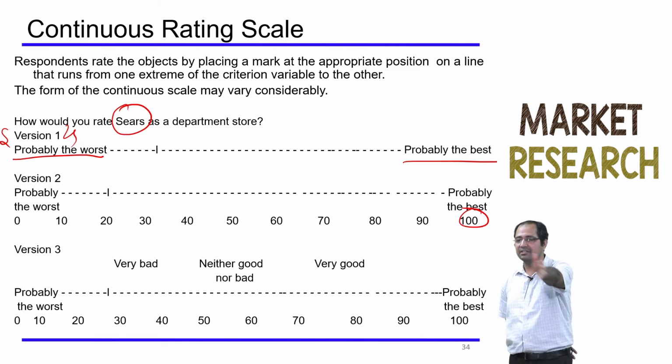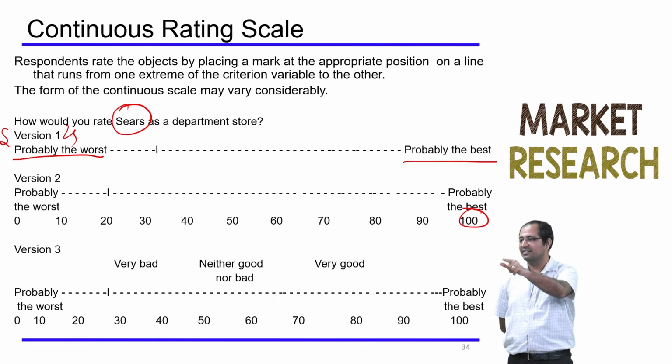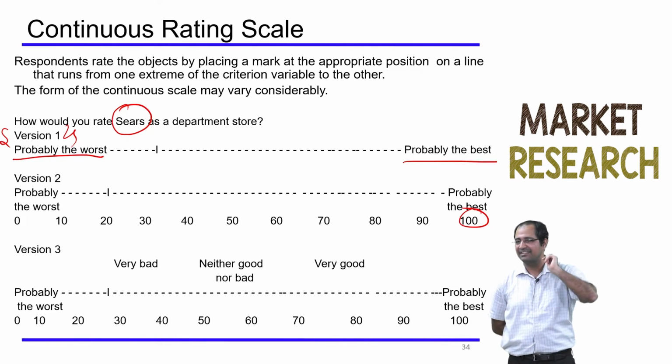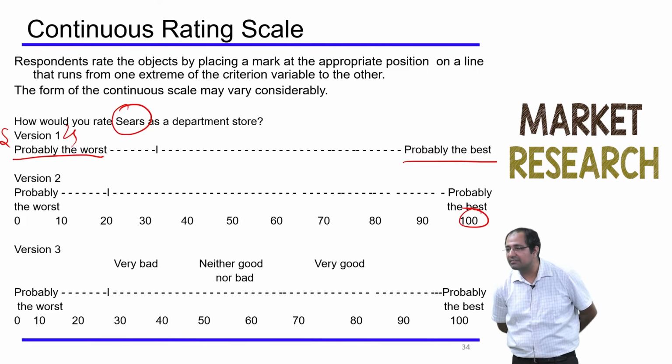At your hometowns also, sometimes they have smileys. 4-star, 5-star. So they are all non-comparative scales. So Google reviews are also then non-comparative. Yes.